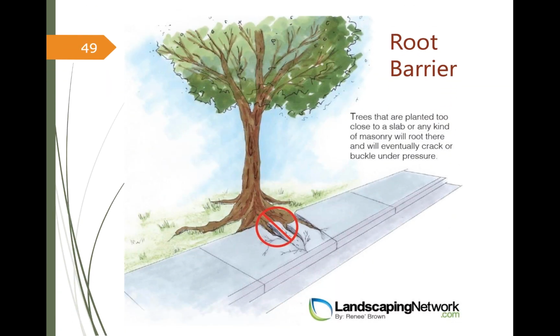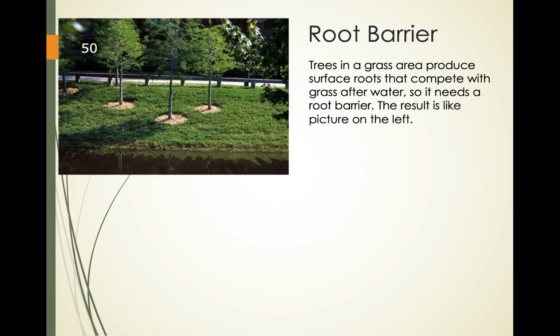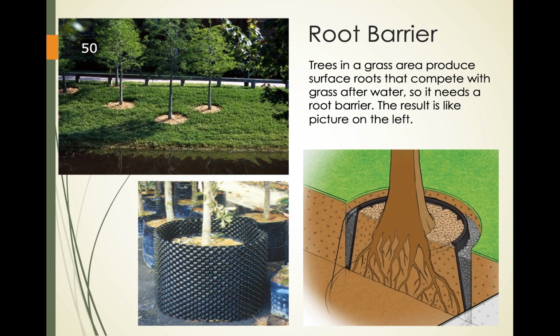This illustration shows common cases in the city that do not incorporate the use of a root barrier. Trees that are planted too close to a slab or any kind of masonry will root there and will eventually crack or buckle under pressure. Trees in a grass area produce surface roots that compete with grass for water, so it needs a root barrier. The result is like the picture on the left.